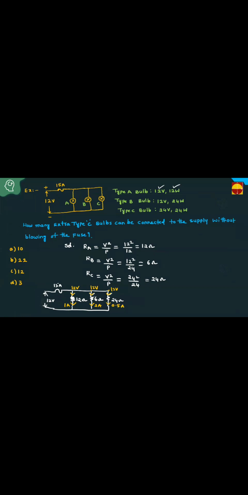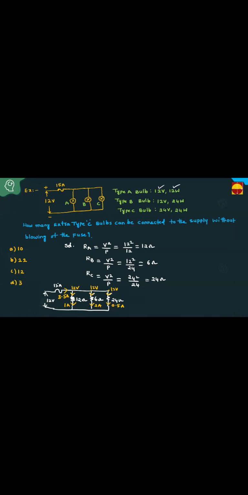This is 1 ampere. This is 2 ampere. This is 0.5. The total, how much current is it drawing? This is 1 ampere, this is 2 ampere, this is 0.5 amperes, which means 3.5 amperes is being drawn. If 3.5 amperes is being drawn, then how much more current can we still supply?